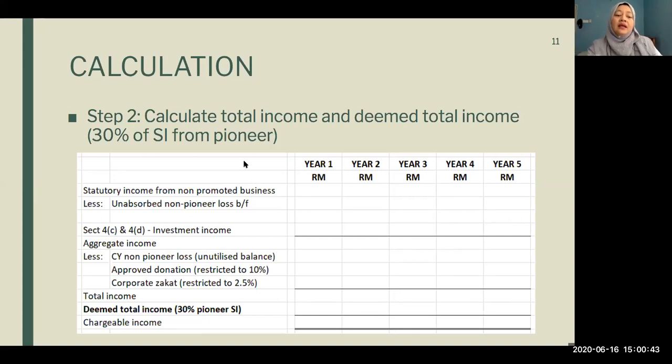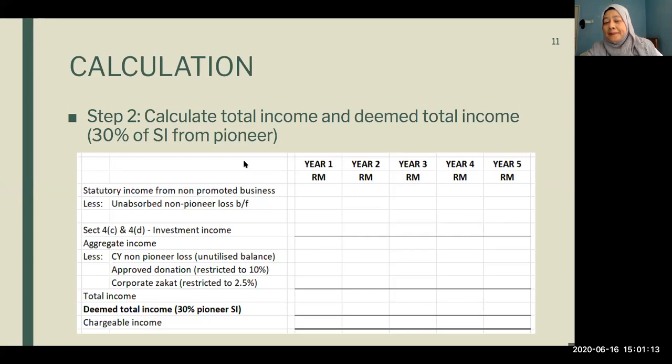You get that? And remember also that this current year non-pioneer loss, for example, just now we have 130, right? From 200 minus 70, you have balance 130. And assuming that here, for the current year non-pioneer loss, you use 100 against your aggregate income. So now you have a balance of how much? How much is your unutilized current year loss? 30. So where does it go, that 30,000?